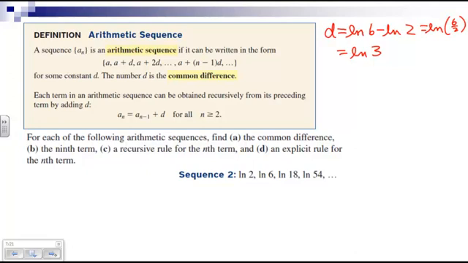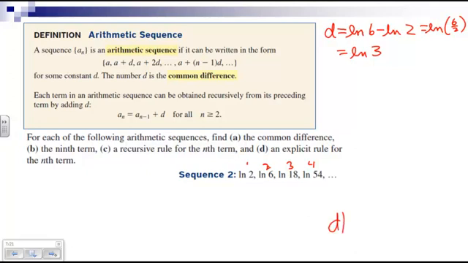All right, so we found out what D is. What is the 9th term? Well, should we skip to the explicit rule, or should we just say first, second, third, fourth? We see that these numbers are always going up by 3. But yeah, let's go down to part D and see if we can define the explicit rule.